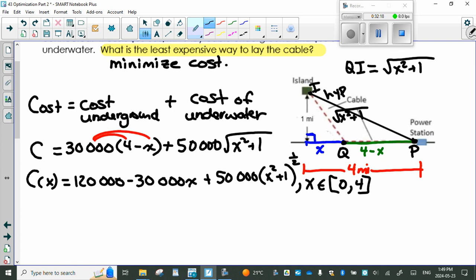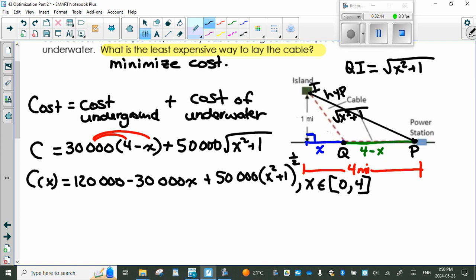And all the cable problems work that way. So as long as you can figure out what happens when x is 0, and I always make it this little distance in here, that means you're going all the way underground and then perpendicular. And when it takes up the whole way, you're going all the way on a diagonal. Okay? Thumbs for that?